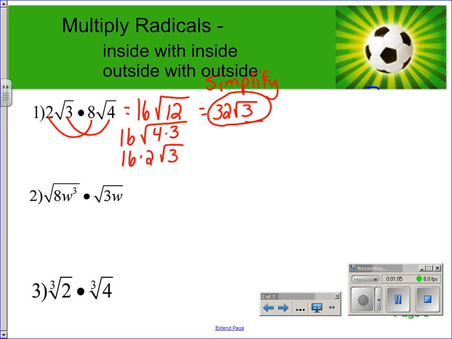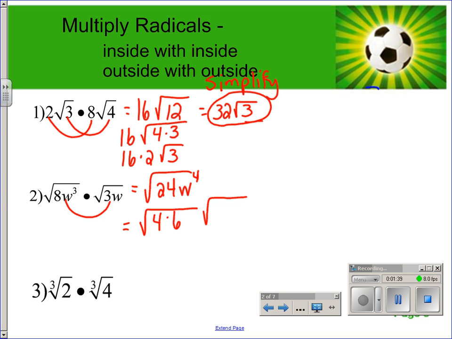So once you get your answer, you're just simplifying like we've been doing for the last 2 days. So number 2, there's nothing on the outside, so we're just going to multiply the insides. So 8 times 3 is 24. W to the what? Remember, we add exponents. So W to the third times W gives you W to the fourth. Now let's simplify. Largest perfect square root that goes into 24. 4. 4 times what?